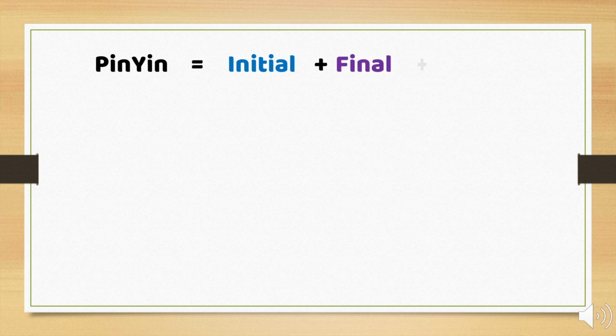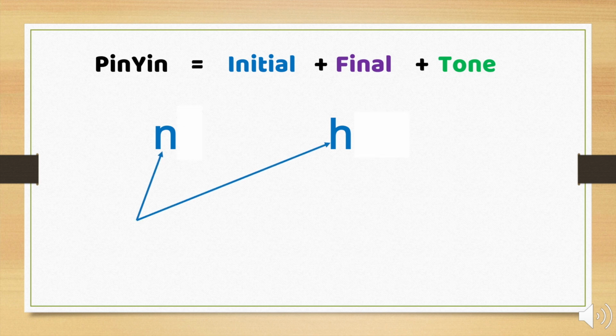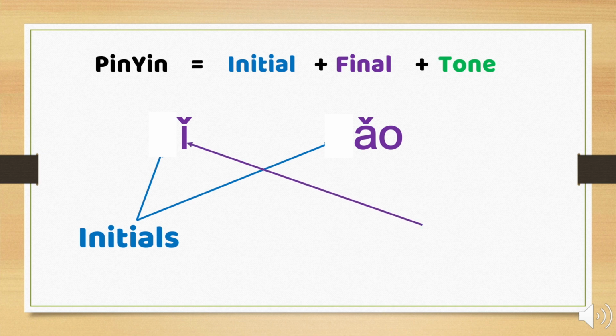Chinese Pinyin is a combination of one initial, one final, and one tone. Sometimes just the final and the tone. The tone is always on the top of the final. For example, 你好. This is the most common way to say hello in Chinese. In these two syllables, n and h are initials. I and o are finals.